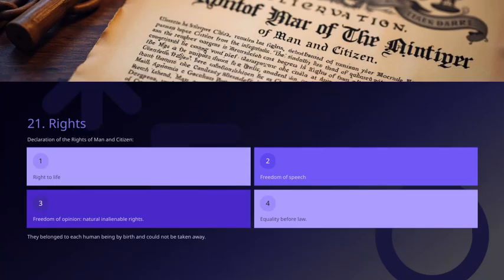Now let's take a closer look at some of the fundamental rights outlined in the Declaration of the Rights of Man and Citizen. First, the right to life. This is the most basic of all rights, emphasizing that every human being has the inherent right to live. Without this, no other rights can truly matter. Next, we have the freedom of opinion. This is considered a natural inalienable right, meaning it belongs to each person simply by virtue of being human. And importantly, this right cannot be taken away. It's about the freedom to hold your own beliefs and ideas without fear.